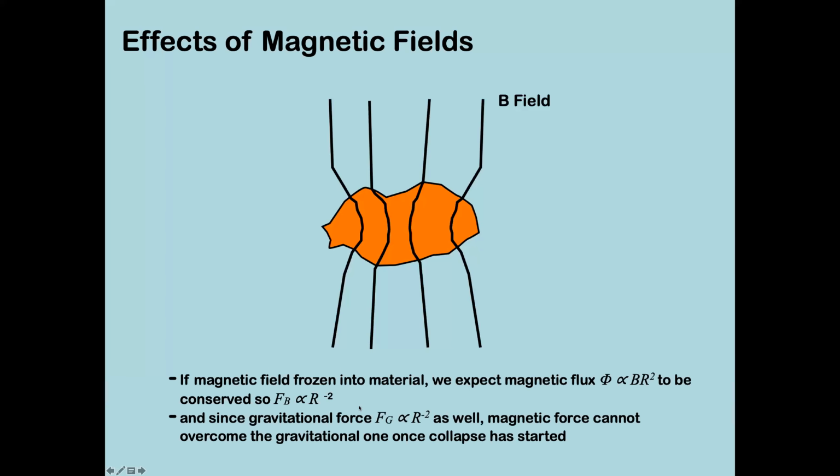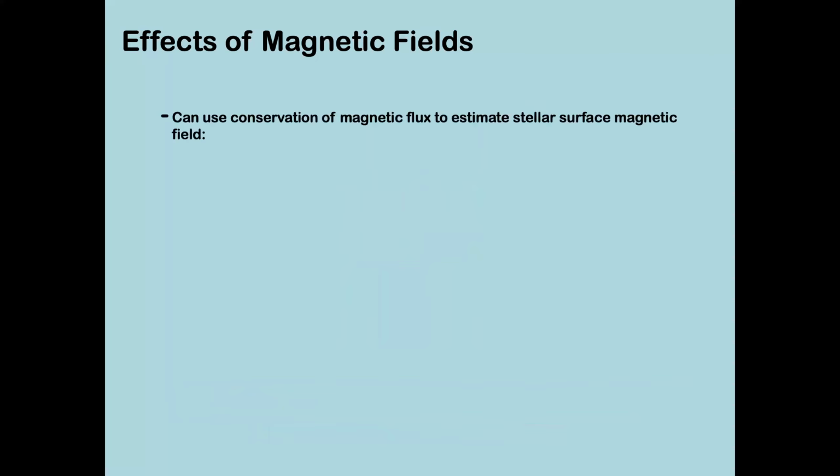So this means that now we have a term that has exactly the same dependence on R as the gravitational force, which means that in fact magnetic fields in this frozen state cannot overcome the gravitational force. In a sense, it's not as strong as the rotation we saw before with the angular momentum problem. They can, of course, retard, but they cannot completely prevent the contraction.